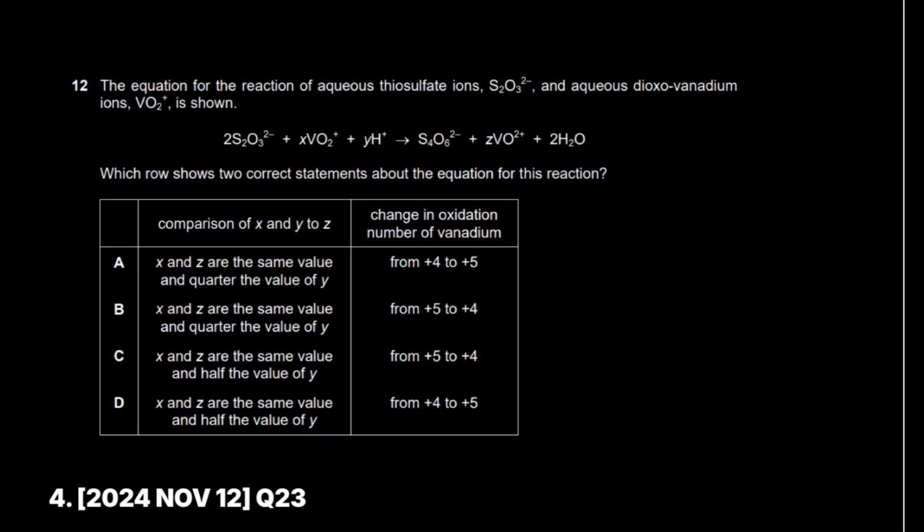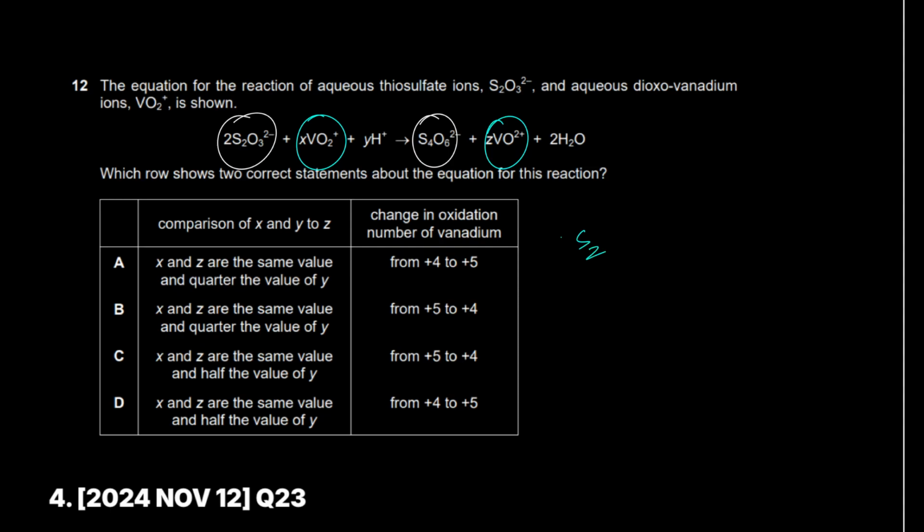The equation for the reaction of aqueous thiosulfate ions and aqueous dioxovanadium ions is shown. Which row shows the correct statements about the equation for the reaction? Break it down. I've taught you guys how to make two half equations. So S2O3 2 minus is going into S4O6 2 minus, and VO2 plus is going into VO2 plus, right? The H plus ions and H2O would automatically come here when we start balancing it, right? We know that. We've studied it.